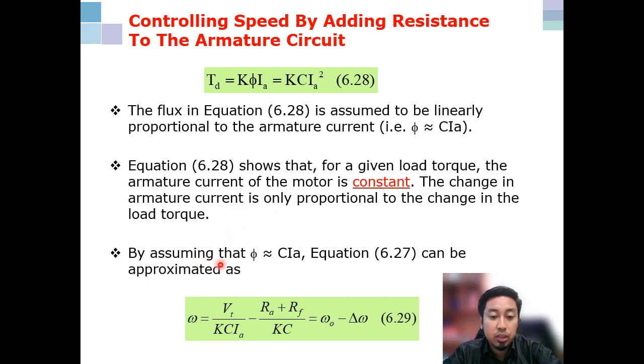By assuming that Φ is equal to CIa, equation 6.27 can be approximated as this equation, the same as the other types of DC motor, but they may have Ra plus Rf and so on. To get the value of speed, it is the initial no load speed minus the speed drop of the motor. So the equation will be like equation 6.29.